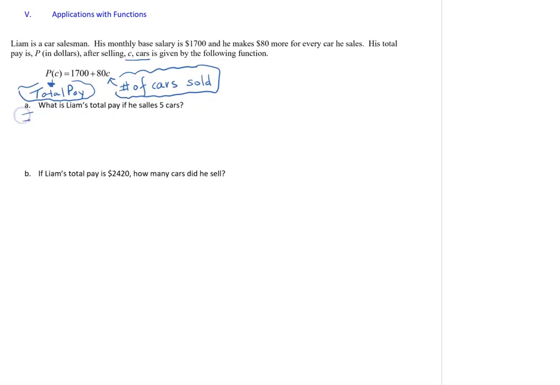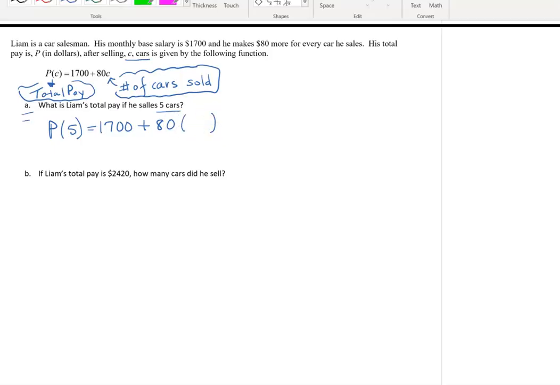So A is asking us, what is Liam's total pay if he sells 5 cars? So that 5 cars is, C is what represents how many cars he's selling. So that is what we're going to plug in for C, 5. So we can write that as P of 5. And then this becomes a problem, much like the previous examples, because wherever there was a C, we're going to plug in 5.